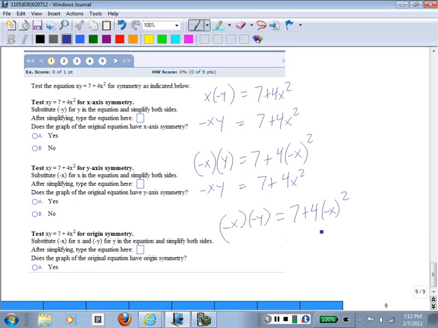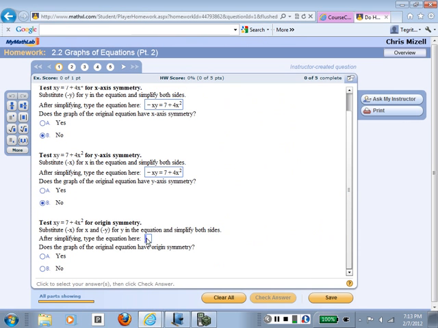And what's negative x times negative y? xy. So xy equals 7 plus 4x squared. And that is the original. I guess I can paste it and edit it. Paste, but lose the negative. Yes. It does have the origin symmetry, so check it.